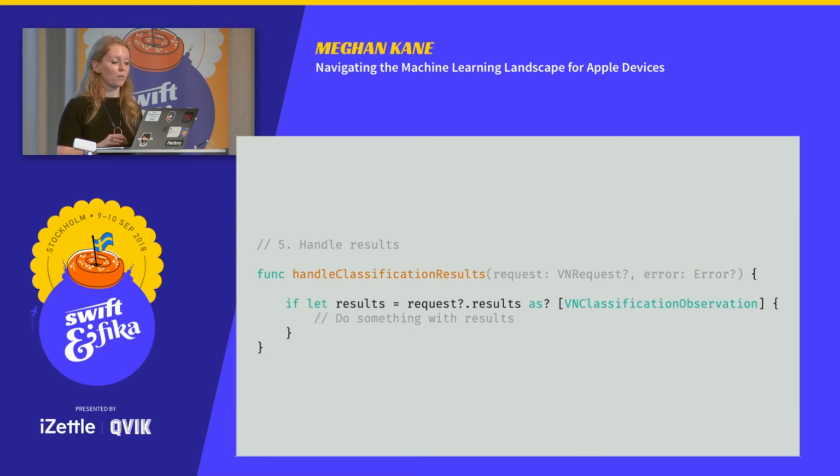So this is going to come back just as before as an optional request with results on it, and that has optional VN classification observations. And we want to be able to do something with the results. So for this app, I didn't go through the whole process of making the app in the UI, but you would probably want to do something like say the name of the piece and what the function of it is, and any other details that would be helpful.